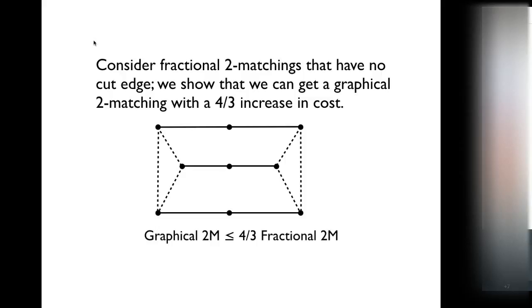So I'll show you that I can get a graphical 2 matching whose cost is at most 4/3 times a fractional 2 matching. We know that if we shortcut the graphical 2 matching, we get a 2 matching of no greater cost. We know the fractional 2 matching is a lower bound than the Subtour LP. So this will prove that we have the 2 matching is at most 4/3 times Subtour, and that'll prove that this ratio mu is at most 4/3.